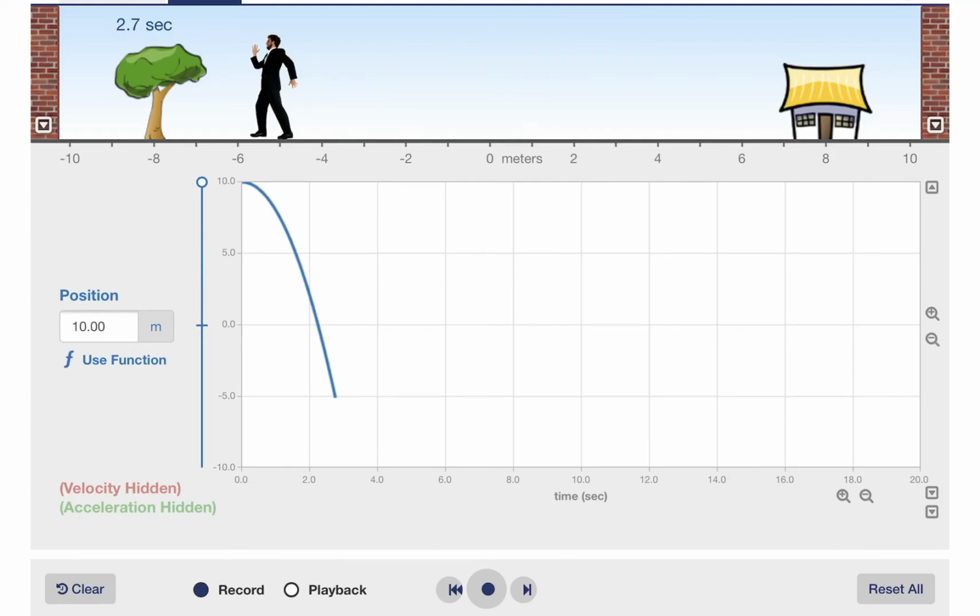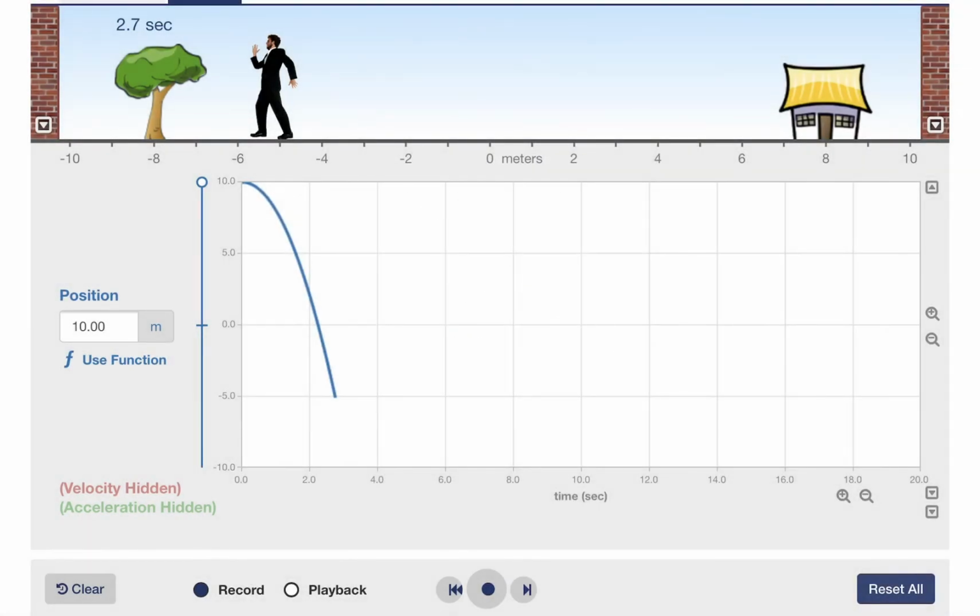So as he moved faster, the graph is curving again. Anytime there's a curve, it means that the speed at which he is traveling is not constant. And the graph is going down because he is getting closer to his target. And it starts off not as steep, and it's curving and getting steeper and steeper the faster he gets.